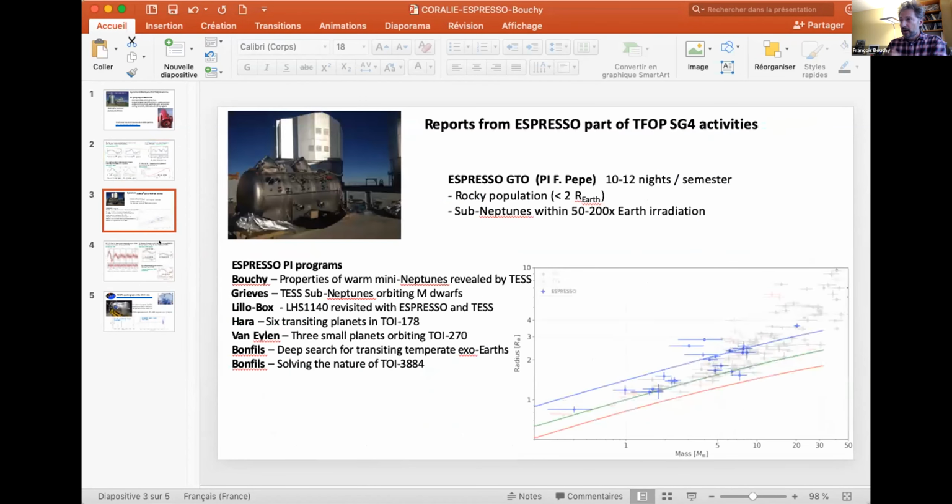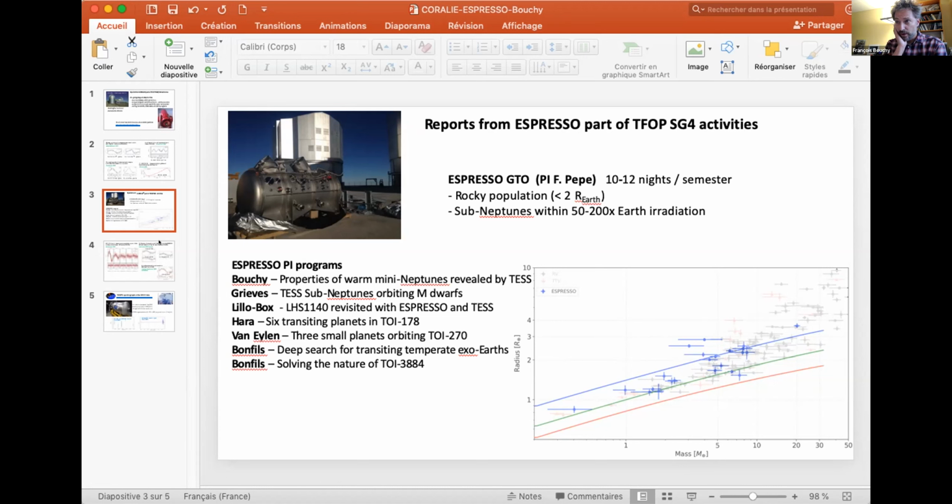On ESPRESSO, ESPRESSO is really focusing on ultra-high radial velocity precision. So there is still the ongoing GTO program led by Francesco Pepe, to which we typically dedicate 10 to 12 nights per semester for the follow-up of transiting planets, focusing on the rocky population. So it means candidates down to Earth-size, but also probing the sub-Neptune parameter space with irradiation between 50 and 200 times the Earth insolation.